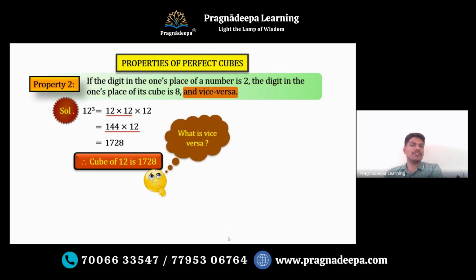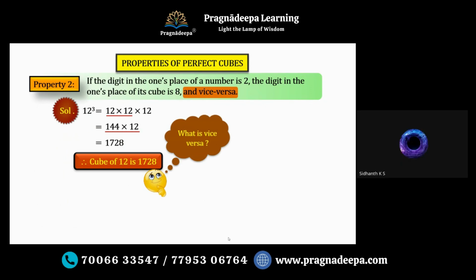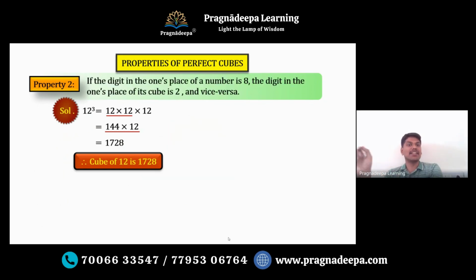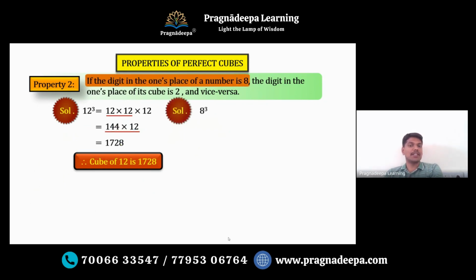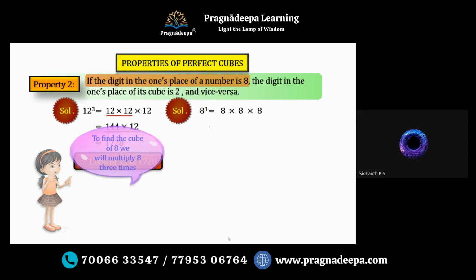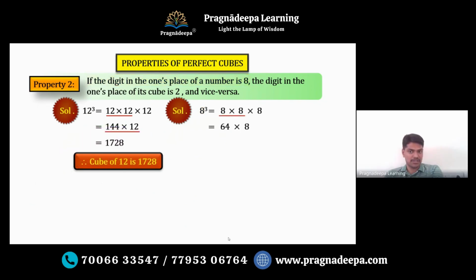What is vice versa? Sir, if the last digit is 8, then the cube's last digit will be 2. Perfect. See, did I change the number? If the digit in the ones place of a number is 8, then the digit in the ones place of its cube is 2. Let's see an example. If we cube 8, what should come in the ones place? Sir, 2. So 64 into 64..